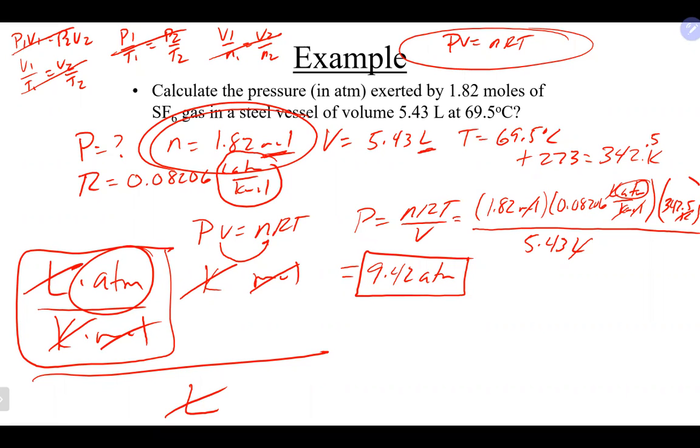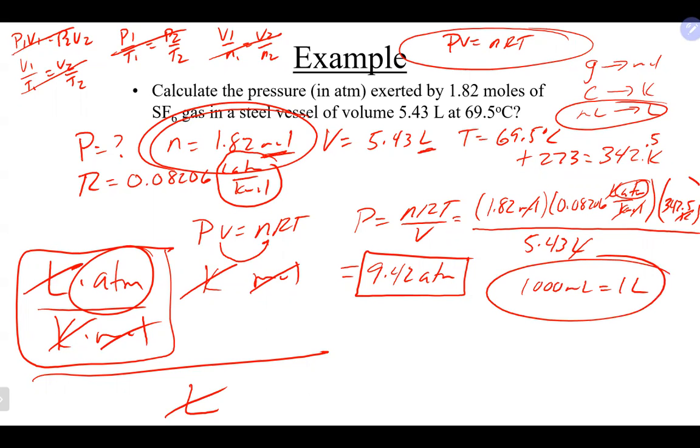In addition to going from grams to moles, obviously there's Celsius to Kelvin. Milliliters to liters is also a very common conversion you need to use when you're doing this. A reminder that 1,000 milliliters is 1 liter. That's a conversion needed to get the volume into the correct unit, because volume is commonly collected in milliliters, so getting it into liters is used a lot. Any questions on that?